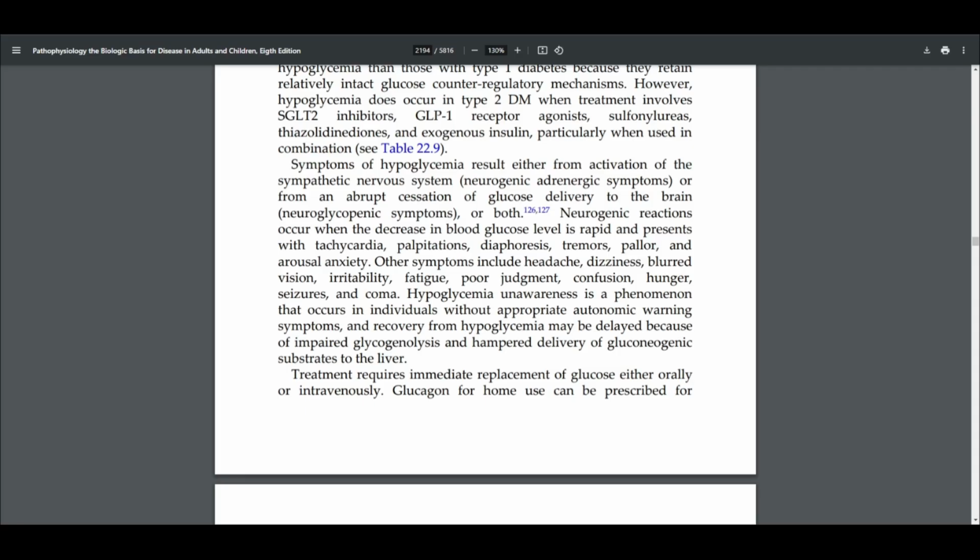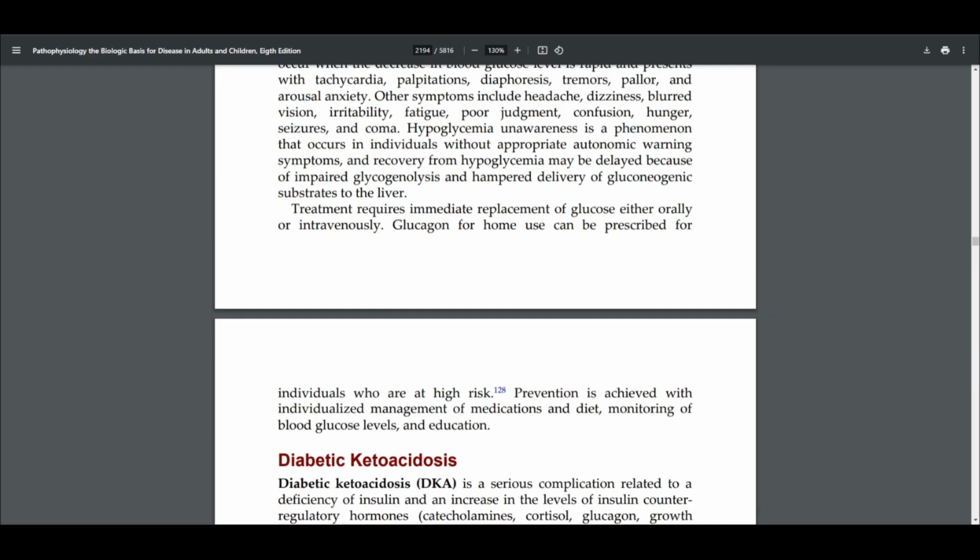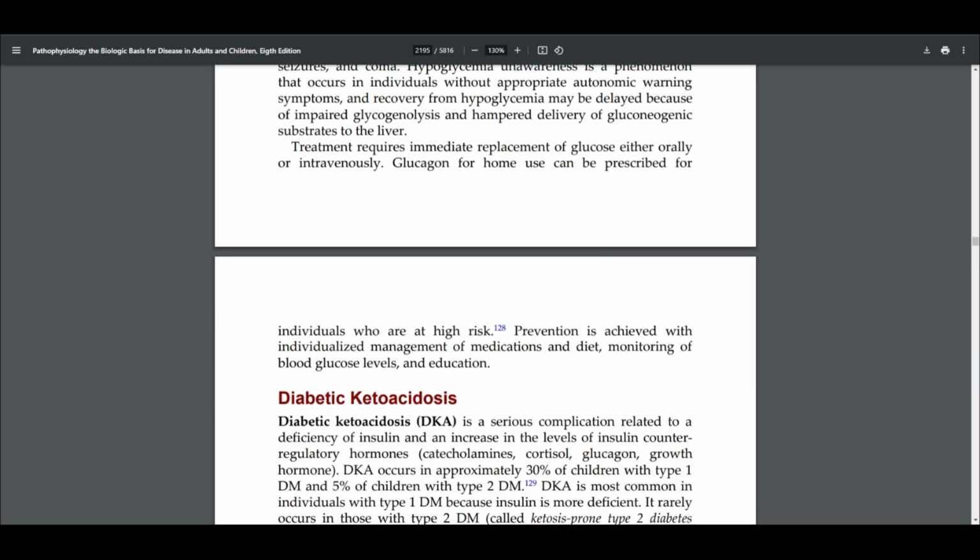Hypoglycemia unawareness is a phenomenon that occurs in individuals without appropriate autonomic warning systems, and recovery from hypoglycemia may be delayed because of impaired glycogenolysis and hampered delivery of gluconeogenic substrates to the liver. Treatment requires immediate replacement of glucose, either orally or intravenously. Glucagon for home use can be prescribed for individuals who are at higher risk. Prevention is achieved with individualized management of medications and diet, monitoring of blood glucose levels, and education.